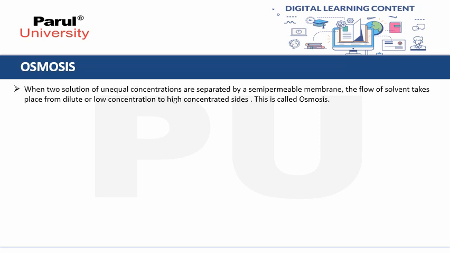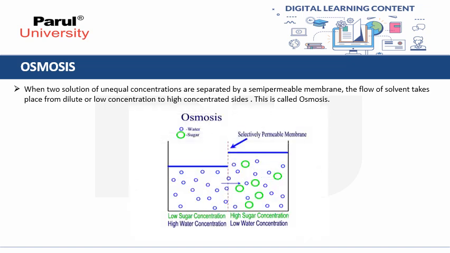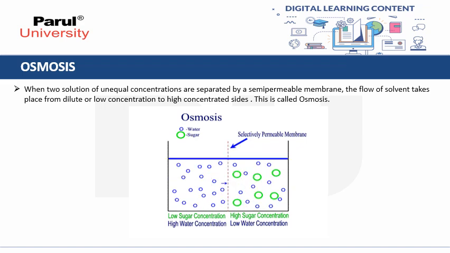Osmosis. When two solutions of unequal concentration are separated by a semi-permeable membrane, the flow of solvent takes place from the dilute or low concentration side to the high concentration side.